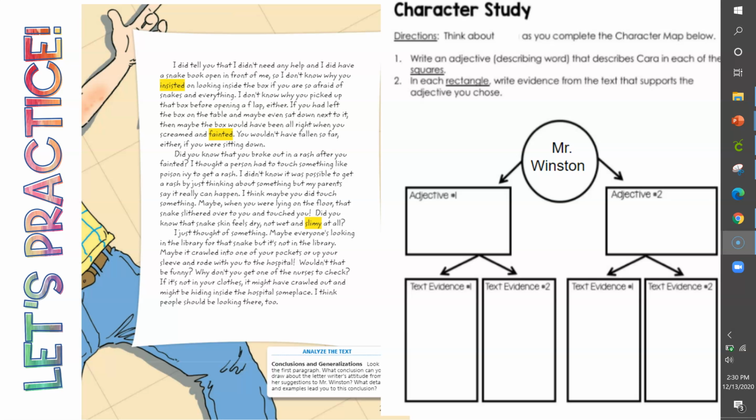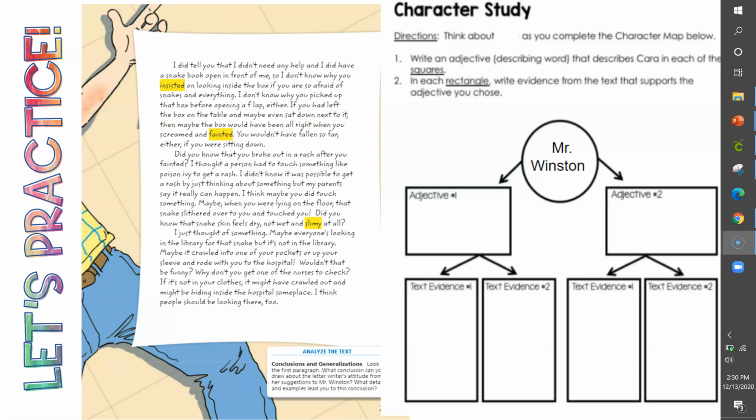I just thought of something. Maybe everyone's looking in the library for that snake, but it's not in the library. Maybe it crawled into one of your pockets or up your sleeve and rode with you to the hospital. Wouldn't that be funny? Why don't you get one of those nurses to check? If it's not in your clothes, it might have crawled out. It might be hiding inside the hospital someplace. I think people should be looking there too.